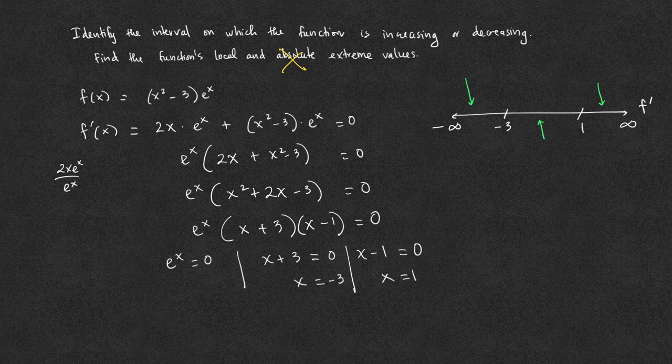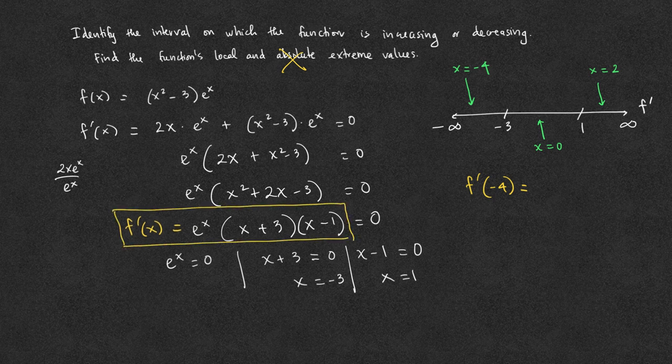Between negative infinity and negative 3, we can use any number in there, x equals negative 4, for example. Between negative 3 and 1, we can choose x equals 0, and for more than 1, we can choose 1,000. Why not choose small numbers? Any number in each interval works. And then we check the sign of the first derivative at the test points. It is easier to use the factored form of the first derivative to test the sign.